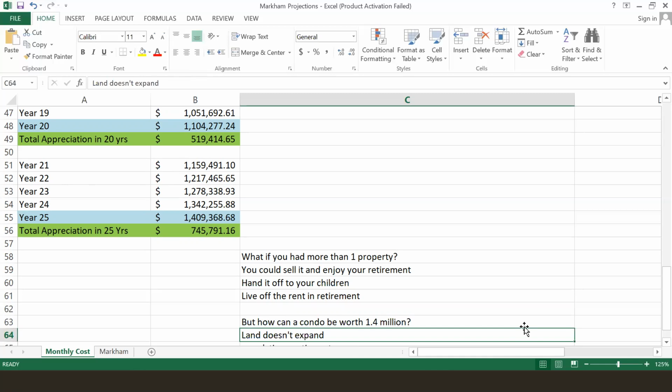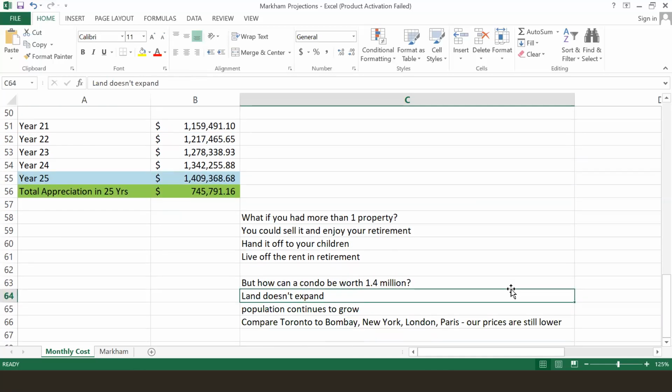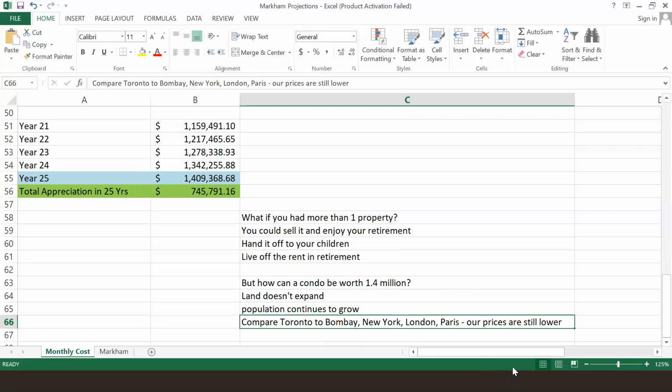Well, there's a few reasons why, right? Land doesn't really expand. You can't expand land, right? So whatever properties or buildings are available in that limited space, they'll continue to grow in appreciation as long as the population continues to grow, and as long as the economy of that city or that country is doing well. Now, if you compare our city, the city of Toronto, to cities like Bombay, New York, London, Paris, the prices over there for their downtown regions or their popular cities are actually still higher than Toronto. So we actually have some room to grow if you think about it.